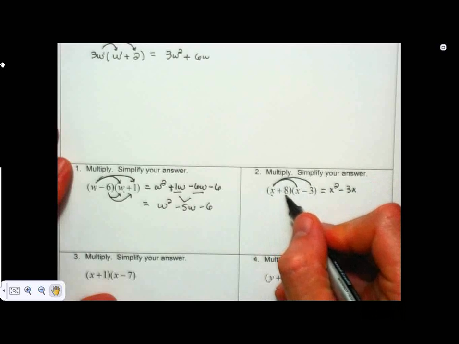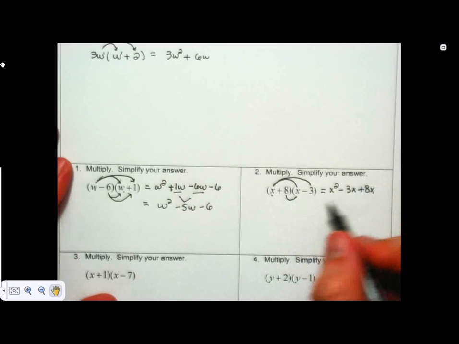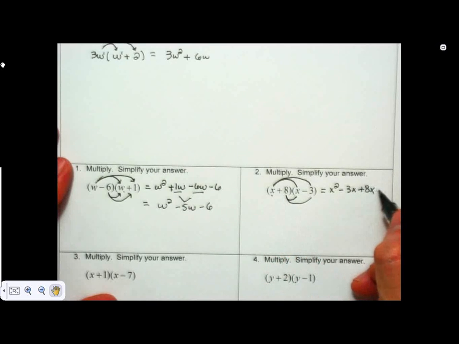Now we move on to the 8 and distribute that all the way through. So 8 times x is plus 8x. 8 times negative 3 is negative 24. Notice how I'm being really, really careful with the signs.